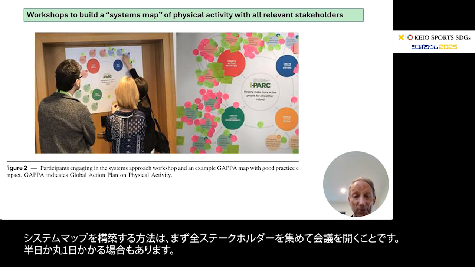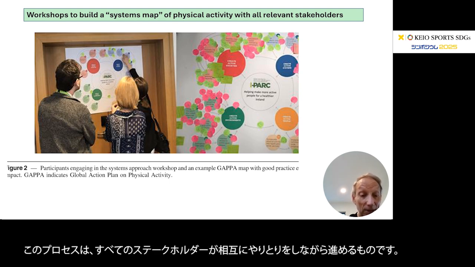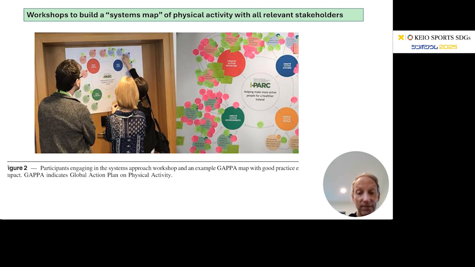How you build a systems map is you have a meeting with all the stakeholders. Bring them into a room. It can take half a day or a day, and you get them to build a systems map for the system in their city, their workplace, their municipality, or nationally. It depends whether those stakeholders are trying to build a system, at what level, what kind of system they're trying to build. But this process is something that is very interactive and engages with all relevant stakeholders.